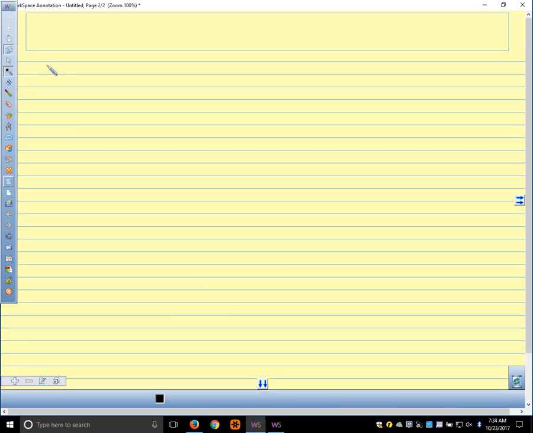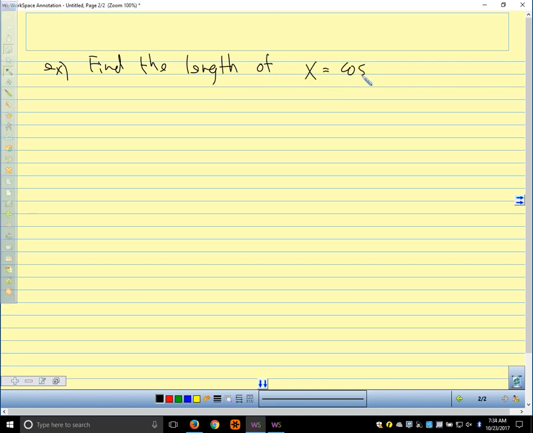So, for example, we want to find the length of x equals cosine cubed t and y equals sine cubed t from 0 less than or equal to t less than or equal to 2 pi. So for an explicit relationship here between x and y, it's not simple. Any guesses as to what this curve is?